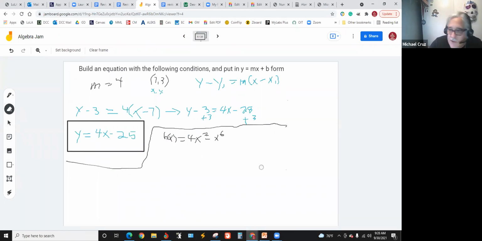I'm going to go through the procedure to work it out, but I think I can prognosticate enough to tell you that this is even. It's not going to be odd, and it's not going to be neither. And how would I make that guess? Just based upon the powers. They're both even powers.